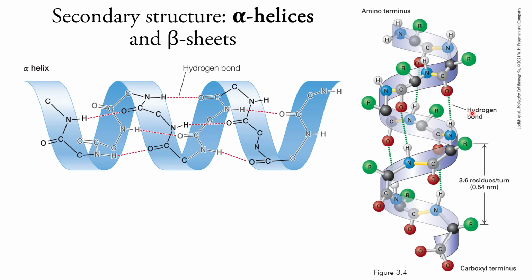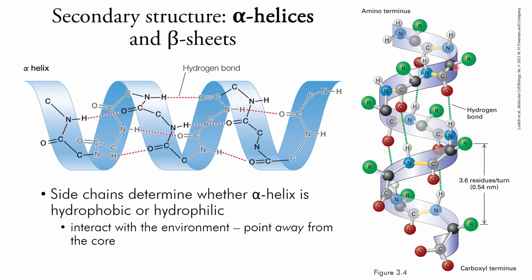Notice here that all of the R groups are pointed outwards from the alpha helix, okay? They're not pointed inwards, there's not enough room. So they have these R groups basically being perpendicular to the alpha helix. And those side chains will let you know whether the alpha helix is hydrophobic or hydrophilic. And again, these R groups are going to be interacting with the environment.